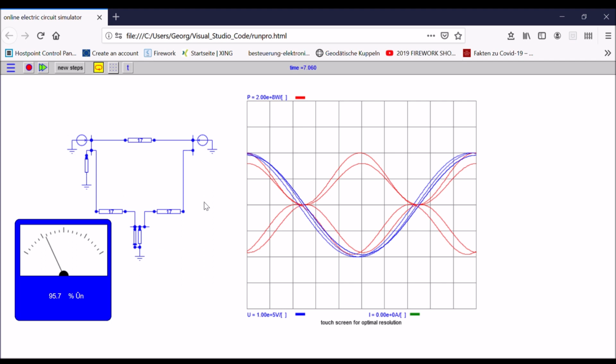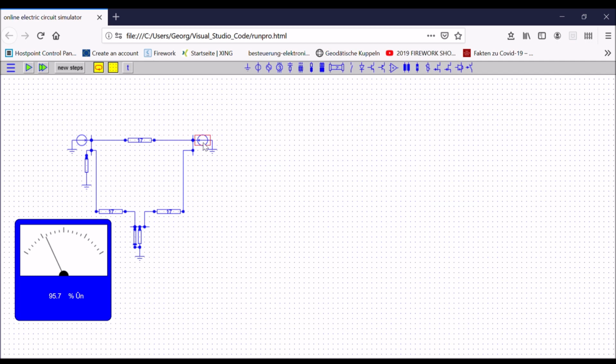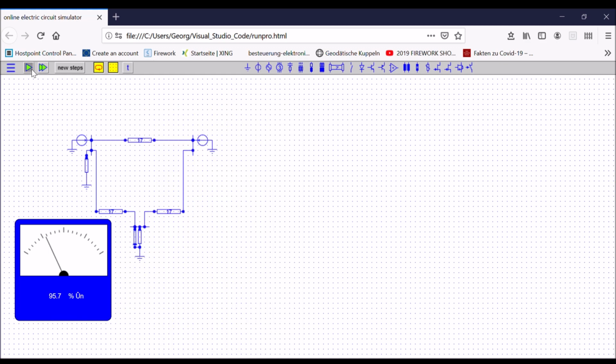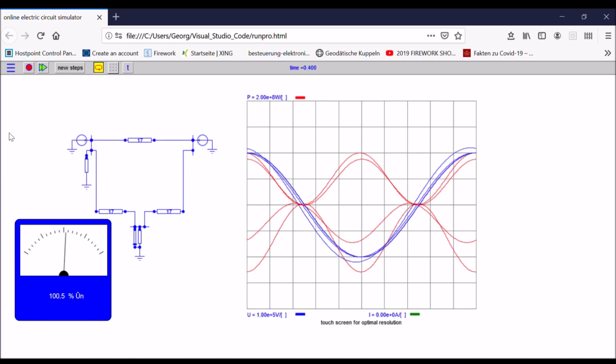I can either increase the voltage at this source here. Let's do that to see what happens. So I need to increase it by around about 20%. So I go to 220 kilovolts peak. Let's see what happens now. Yes, you see now I'm close to 100%.